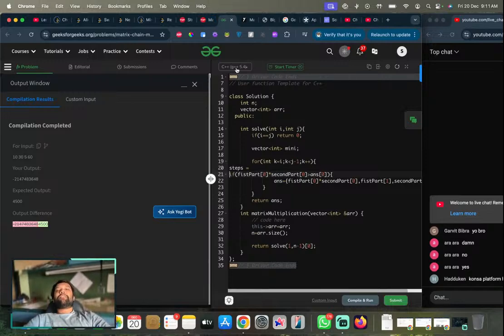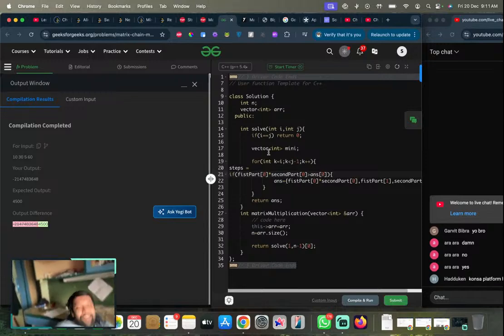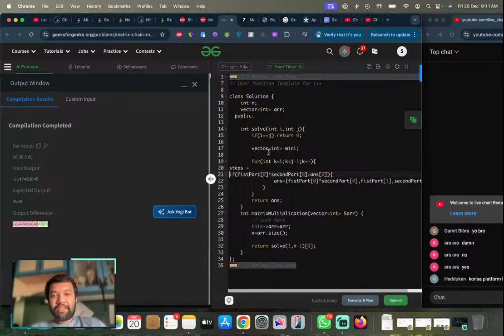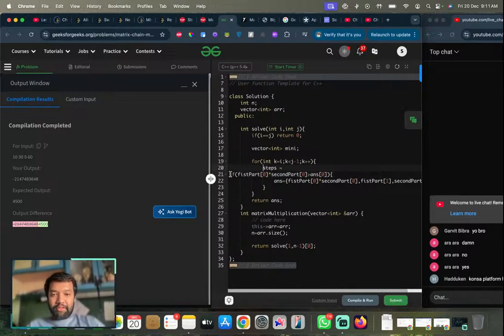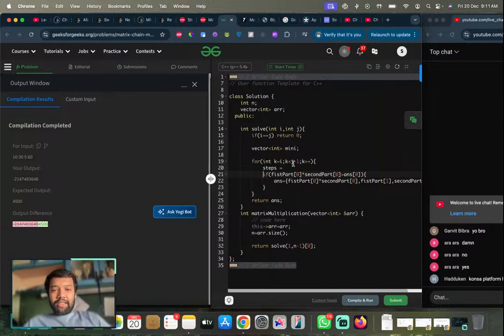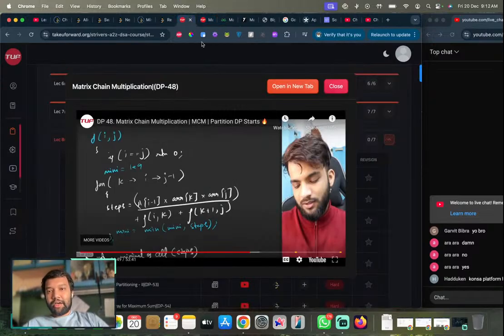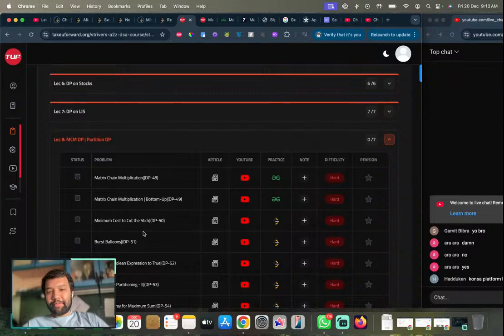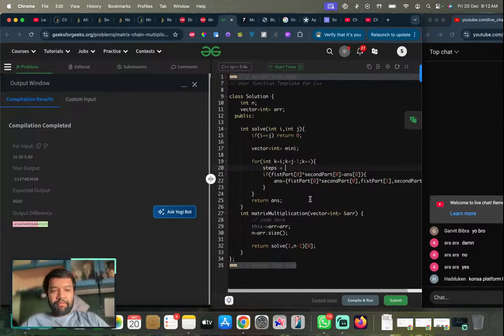This is GeeksforGeeks. I don't prefer using GeeksforGeeks, but it has some problems that are asked and are not on LeetCode. It has a much more basic level of understanding of those similar problems that are on LeetCode. So yes, this MCM is not on LeetCode. LeetCode has another partition problem, which is minimum cost to cut the stick, but we want to do this.